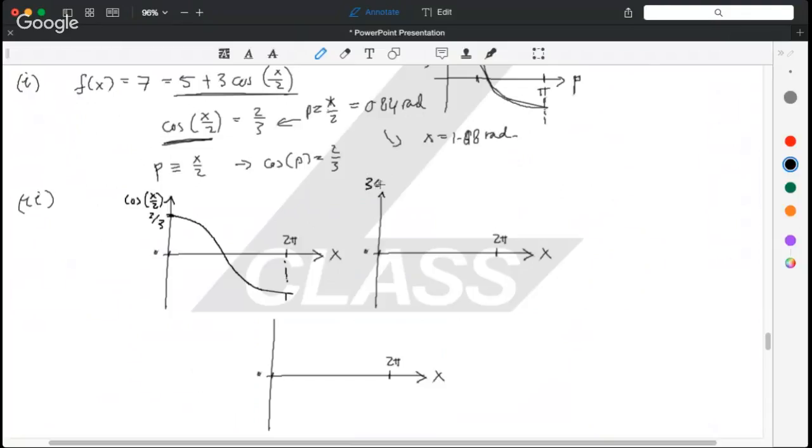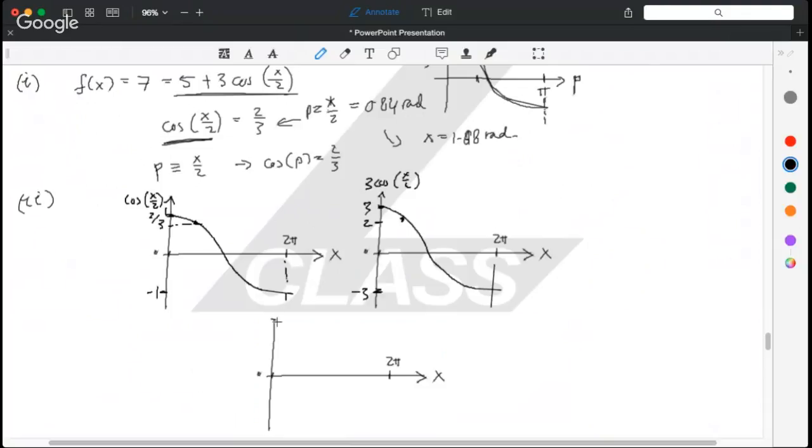So let's now graph 3 cosine x over 2. Well, all that does is stretch. It's kind of going to look the same, but it's actually going to be stretched. So it's going to have a peak at 3, and our 2/3 point is going to now be at 2, and it's going to have a trough at -3. So originally it was a trough at -1 and a peak at 1. Okay, so it's just stretched, no problem.